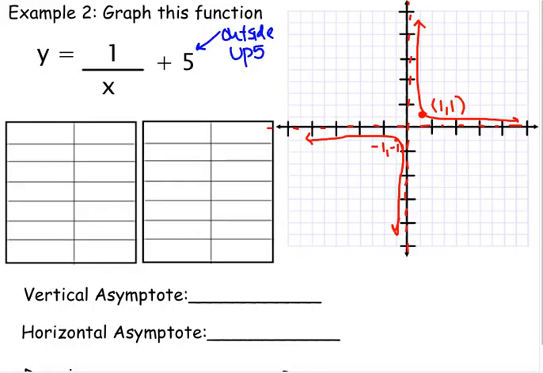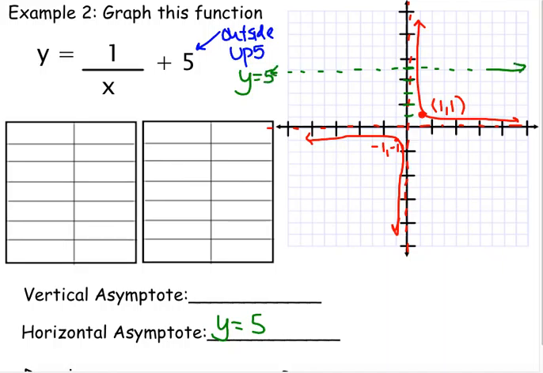So to go up 5 units, our asymptote on our horizontal is going to go up 5. So here's 1, 2, 3, 4, 5. So here's our new horizontal asymptote. So you can go ahead and write that down here. Horizontal asymptote at y equals 5. Also, you should denote it on your graph. So there's your horizontal asymptote.